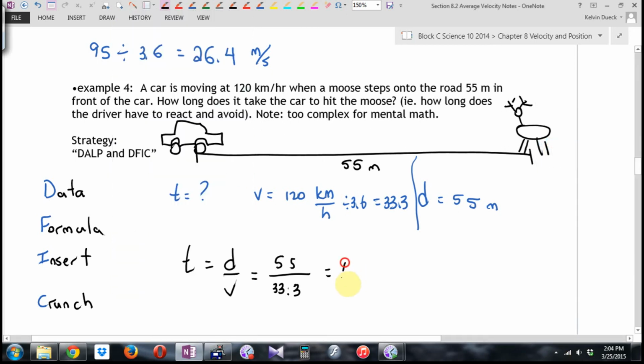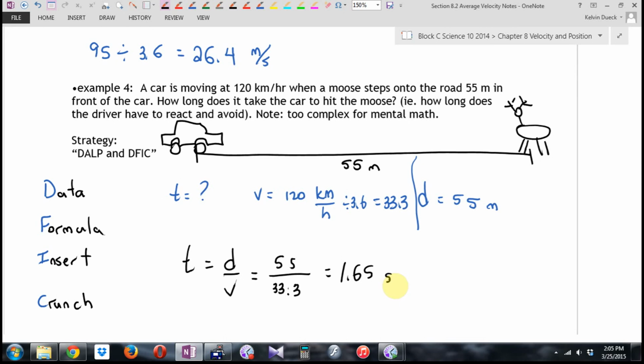So 1.65, hours or seconds? This is seconds because we converted it to seconds. Can you react that fast? Barely. I don't think you'd be able to stop that fast, but you might be able to swerve that fast. Of course, the problem with swerving is often you're swerving into the other lane. If there's oncoming traffic, that's even worse. But I tried to pick an example that was realistic.